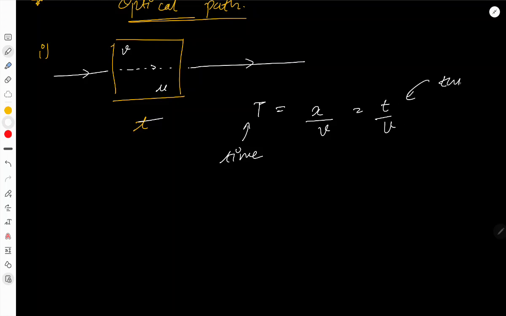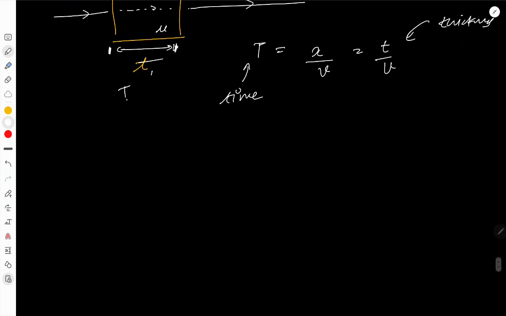Now over here, this is the thickness. So the light took capital T time to move from this end of the glass slab to this end of the glass slab. And now if I send ordinary light in vacuum, if I give capital T time, then the distance covered would be x dash, assuming.